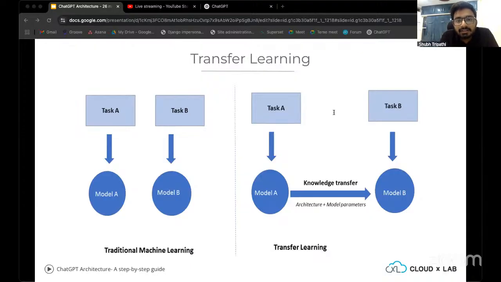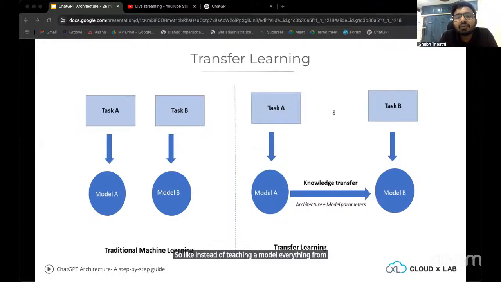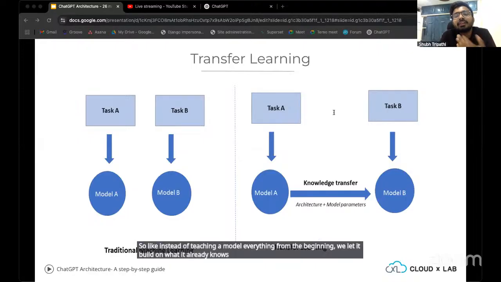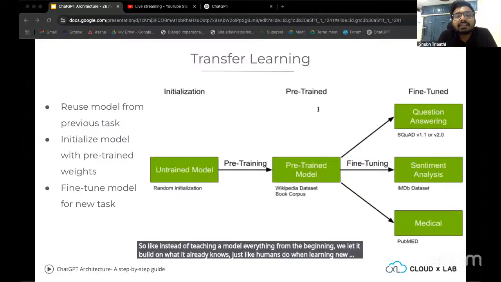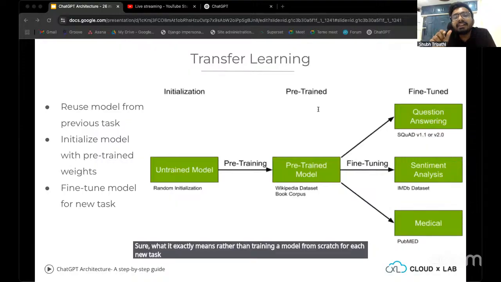Let me also introduce the difference between traditional machine learning and transfer learning. In traditional machine learning, each task requires training a model from scratch, which takes time, data, and computing power. In transfer learning, we reuse knowledge from a pre-trained model, making training faster and more effective. Instead of teaching a model everything from the beginning, we let it build on what it already knows, just like humans do when learning new skills. So rather than training a model from scratch for each new task, we reuse a pre-trained model and fine-tune it for a specific application.